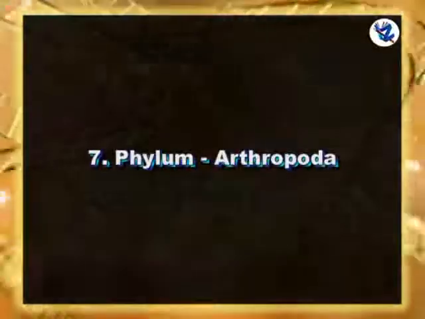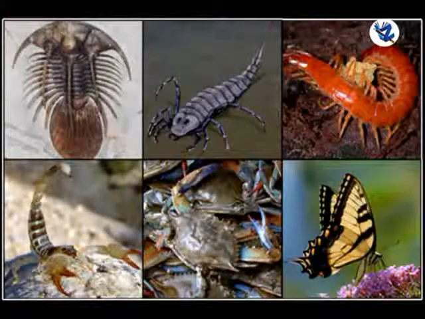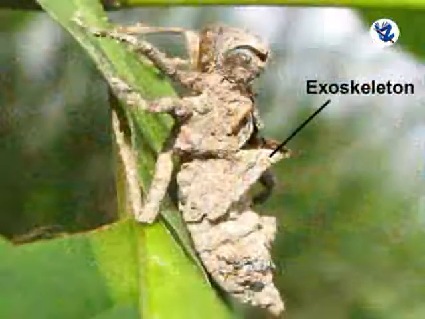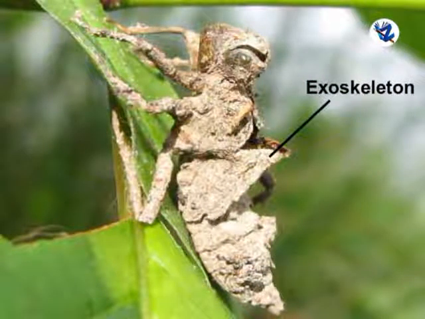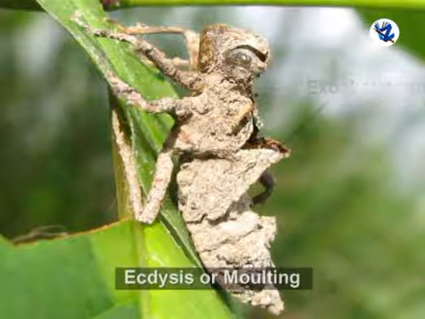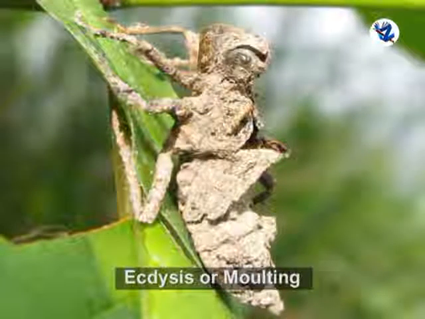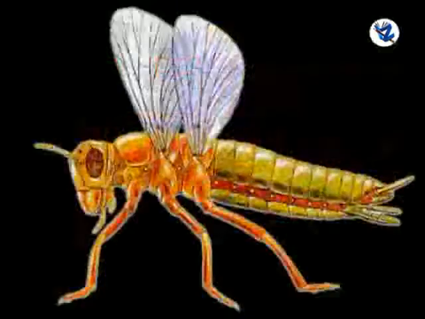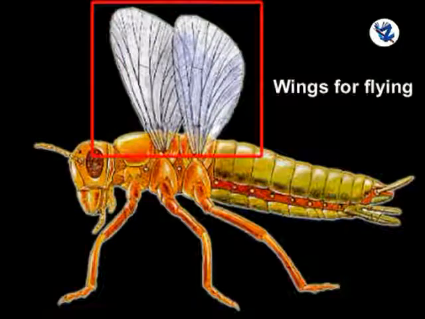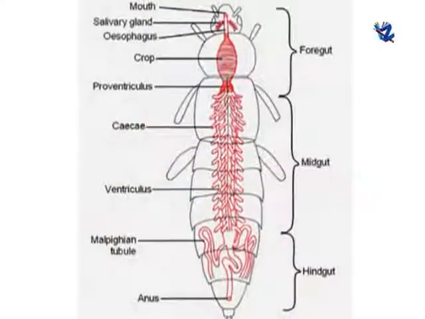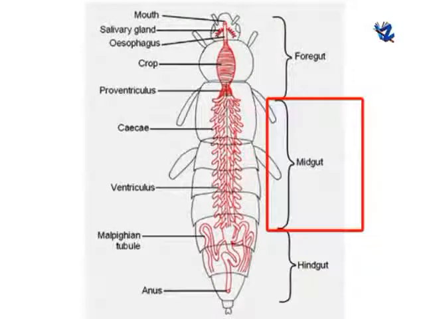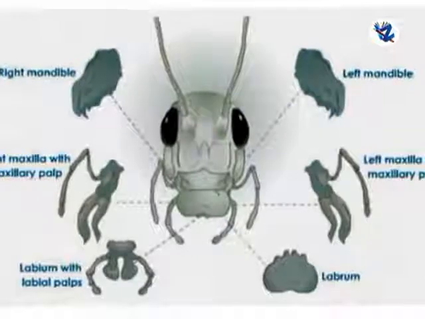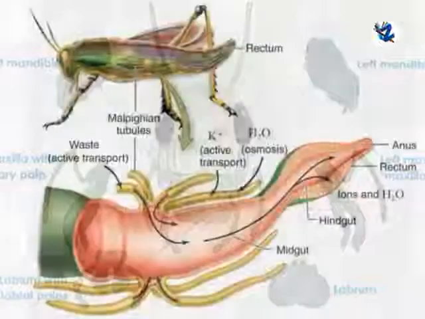Phylum 7: Arthropoda. Largest and omnipresent. Solitary or colonial. Free-living. Exoskeleton in the form of tough chitinous cuticle. Show ecdysis or molting. Body is divisible into head, thorax and abdomen. Legs for crawling, walking and wings for flying. Digestive system complete with foregut, midgut and hindgut. Highly evolved mouth parts used for biting, sucking and chewing.